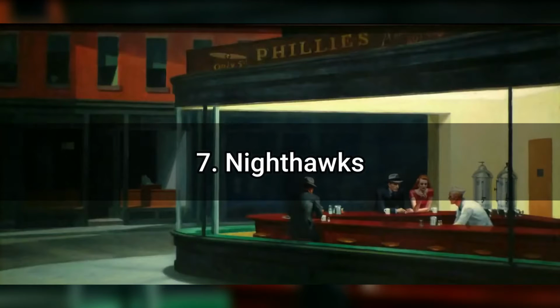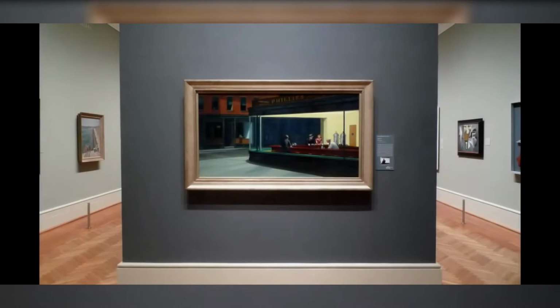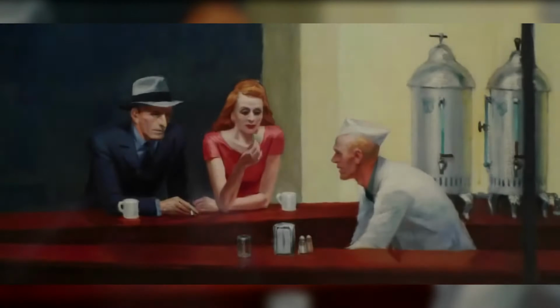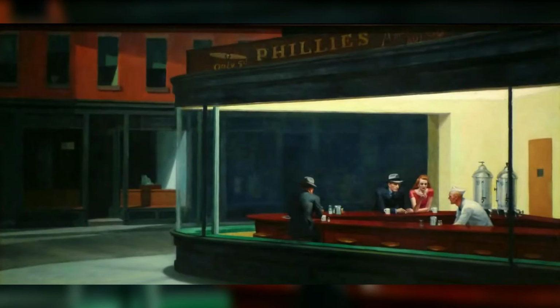Number 7. Nighthawks. Nighthawks, painted by Edward Hopper in 1942, is another of the Art Institute of Chicago's most renowned artworks. In this oil painting, we can see the gloom of a metropolis at night. The piece displays a cheap restaurant, which is quite clean and brightly illuminated. The observer may gaze inside the restaurant through huge windows, which are typical of an American diner.